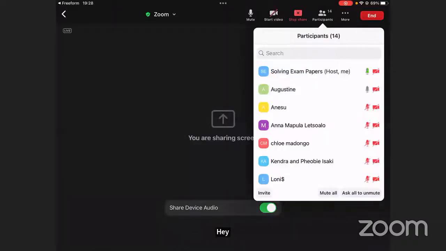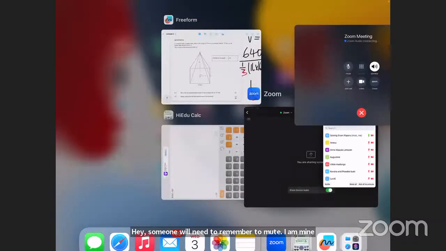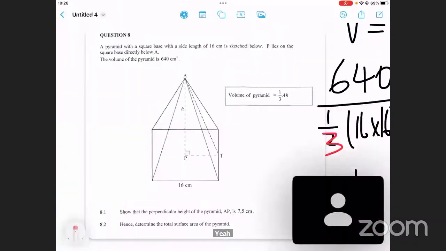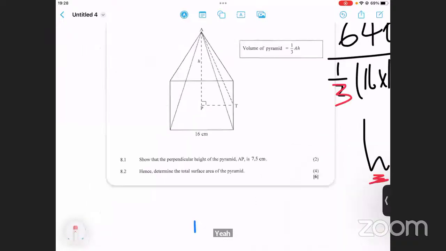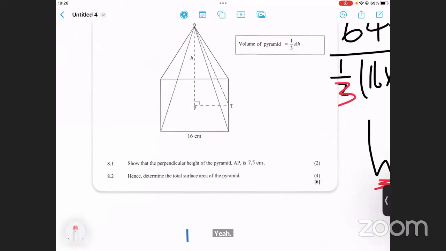Someone will need to remember to mute their mic. Still remain muted, honorable member.